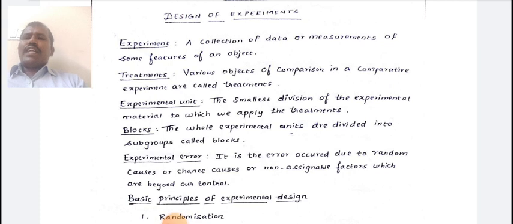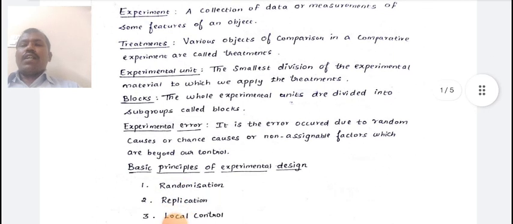Experiment. What is an experiment? Experiment means a collection of data or measurements of some features of an object. Treatment. The various objects of comparison in a comparative experiment are called treatments.